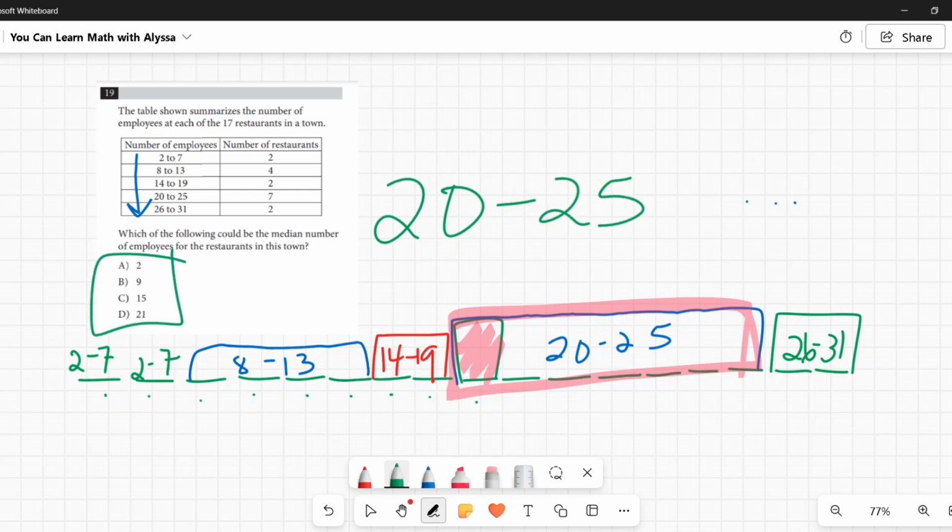So I look at my options here: 2, 9, 15, and 21. The only one of those options that fits in this 20 to 25 range is D, 21. That could be the median number of employees.